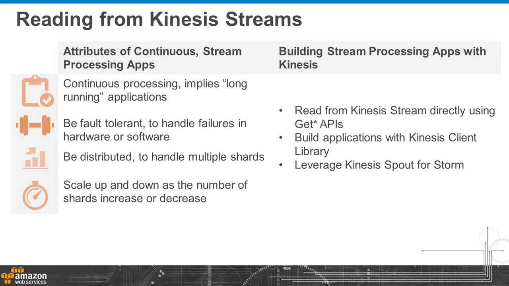For the Kinesis service, there are 3 ways in which data can be read and then exposed for processing. Option 1 is to leverage the GET APIs that the Kinesis stream exposes to read from the stream directly. The second approach is to build applications, business-specific applications, by leveraging the Kinesis client library. Another option is to use an existing processing engine, such as Storm, and use the Kinesis spout to read data off the Kinesis service.